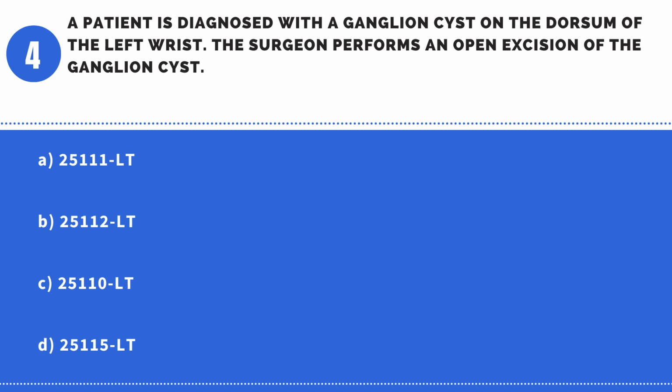Question 4. A patient is diagnosed with a ganglion cyst on the dorsum of the left wrist. The surgeon performs an open excision of the ganglion cyst. A. 25111 LT. B. 25112 LT. C. 25110 LT. D. 25115 LT. Answer, C.